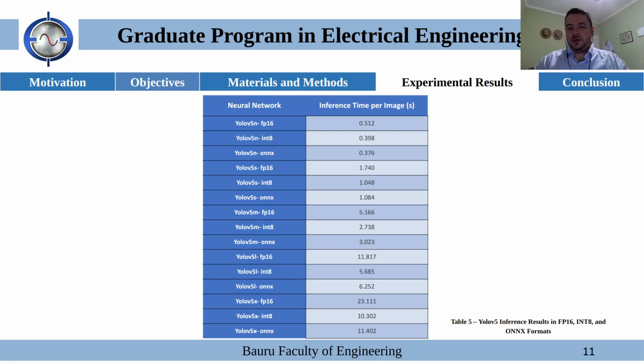Here we have the inference results for the YOLOv5. The fastest model was the YOLOv5n with ONNX conversion and also int8 representation. For ONNX it reached 0.37 images per second, and for the int8 representation it achieved 0.39 images per second, so almost 3 images per second.